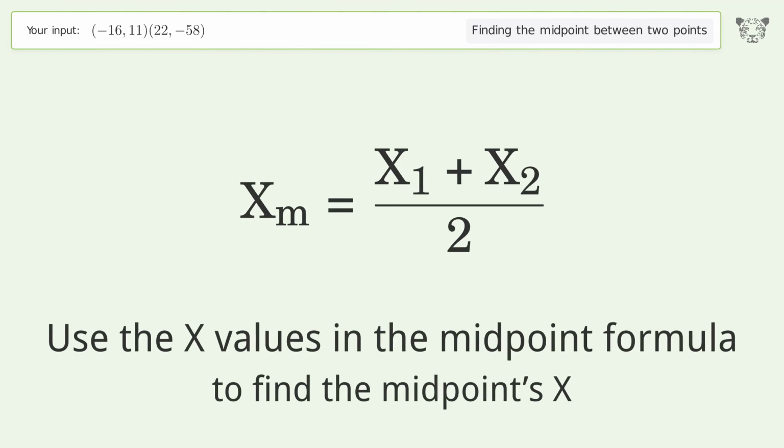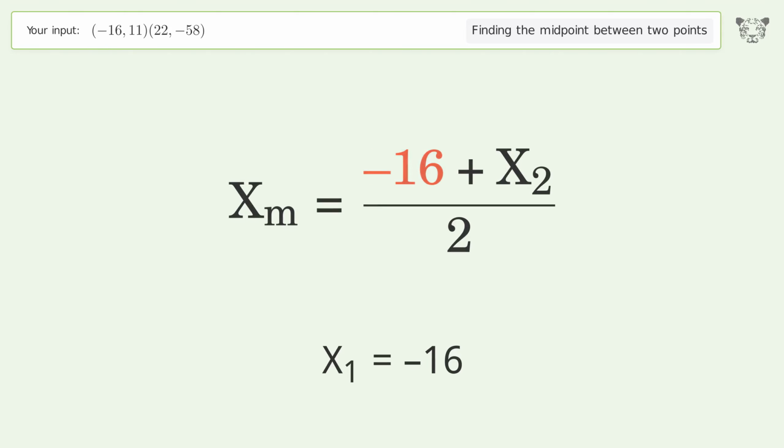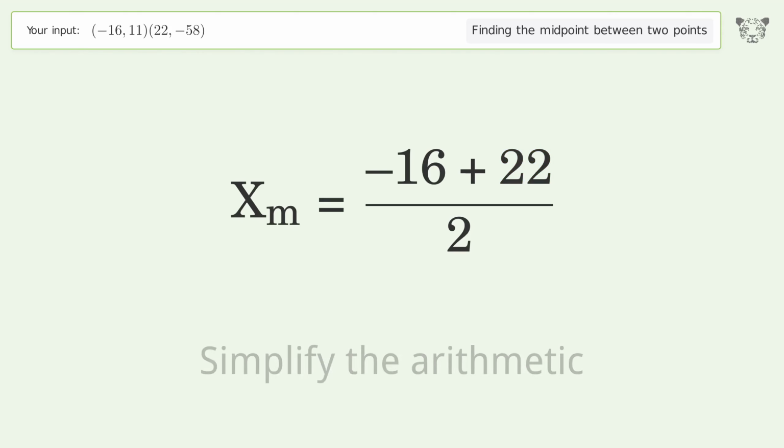Use the x values in the midpoint formula to find the midpoint's x. x1 equals -16. x2 equals 22. Simplify the arithmetic.